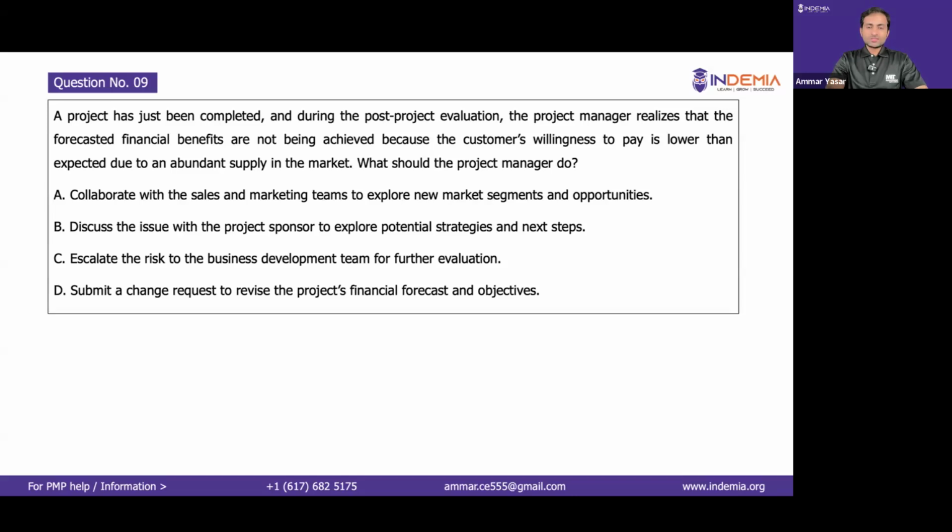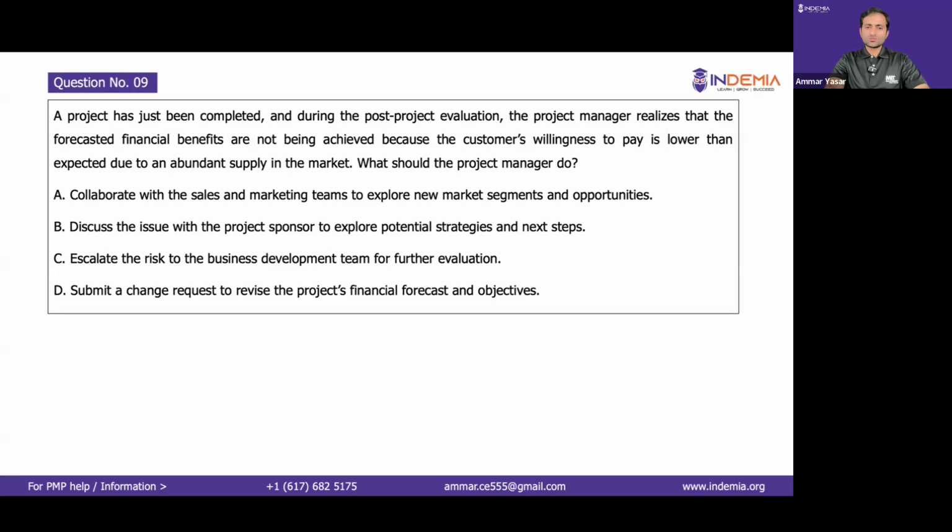Yes, since this is related to business development, and second, it is uncertain. The project manager realizes that the forecasted financial benefits are not being achieved, right? So this is just a realization. So you would be escalating the risk to the relevant teams so that they come up with the way forward, right? So here the question is about escalation as a risk response strategy.